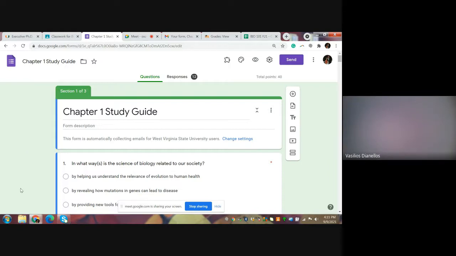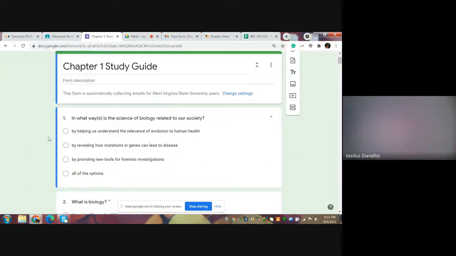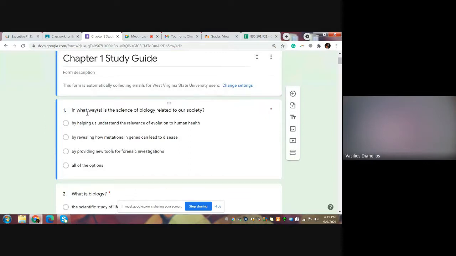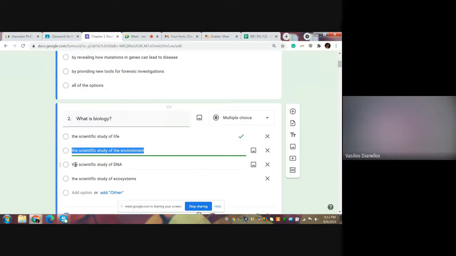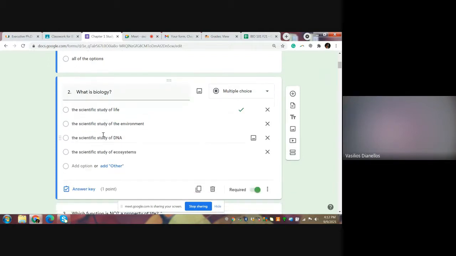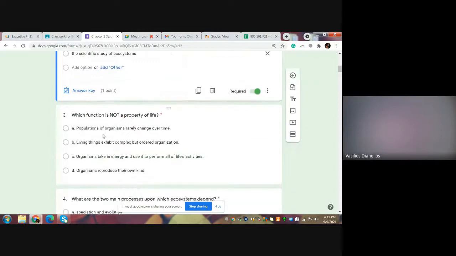Okay, moving forward, let's talk about these questions. In what way is the science of biology related to our society? Not on the exam, not worth talking about. What is biology? You need to know biology. That's one of the first things I told you in the semester. It is the scientific study of life, right? So not just the study of life, but the scientific study of life. Any questions about that? All right.